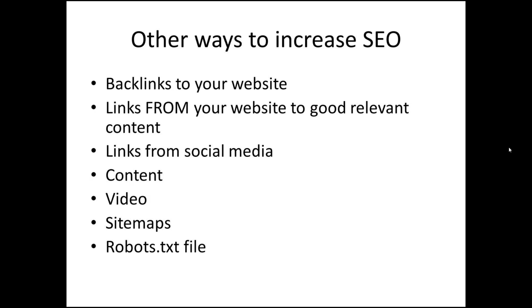Content, and I probably should have put that in there 3 or 4 times, because content is kind of the big key here. You want a lot of content. You want your keywords in your content. Using video. Video is awesome. Sitemaps and robots text files. And we'll go over those a little bit further if you don't know what those are.